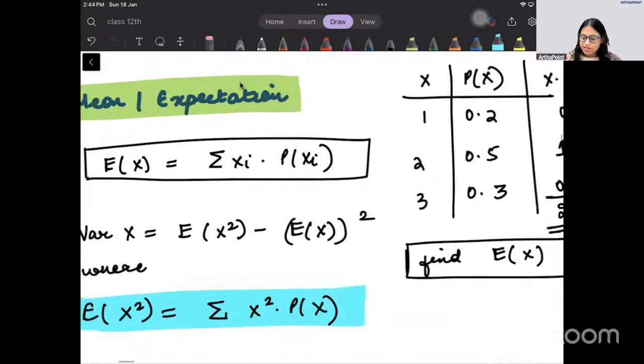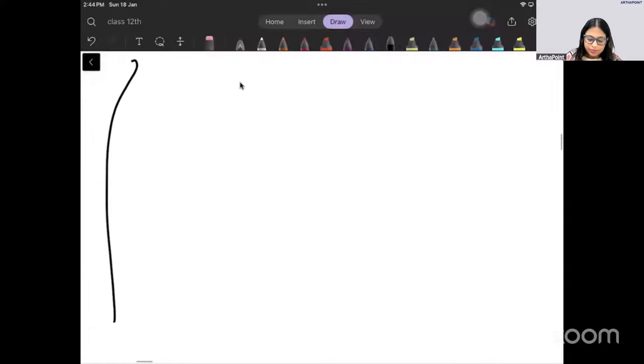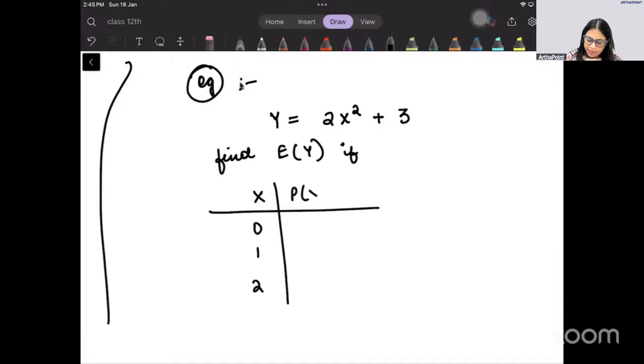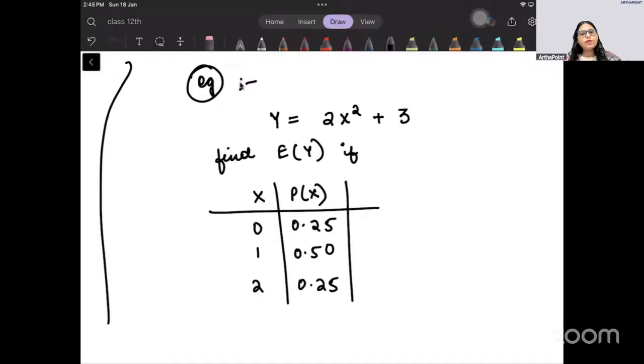और ये क्यों important है? Let me first tell you that. So for example, if I tell you y is 2x square plus 3, find expectation of y if x is 0, 1, 2 and px is 0.25, 0.50, 0.25. You just give this a try, all of you.